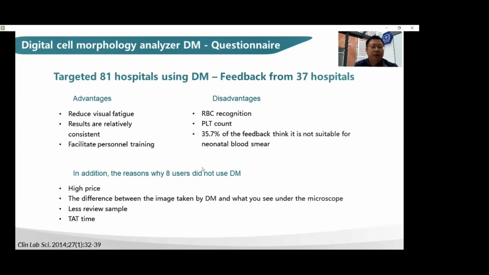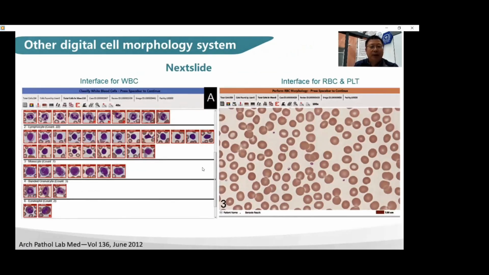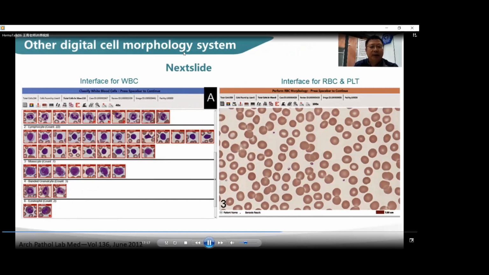blood smear. In addition, the reason why 8 users did not use DM, I think, is because some hospitals believe it's too expensive, and also the difference between the image taken by DI and what you see under the microscope is still relatively large, and also you can see fewer review samples, and also TAT time is a great concern for some of the users who don't choose to use DM. This is what we noticed from the market and also from the questionnaire.